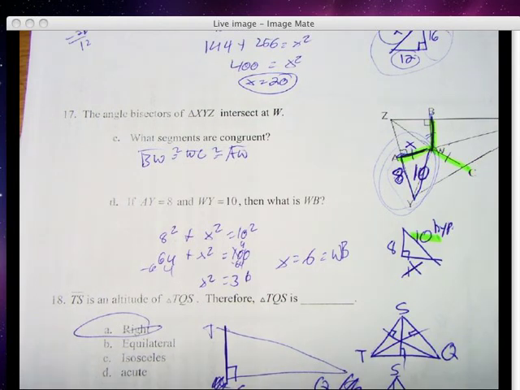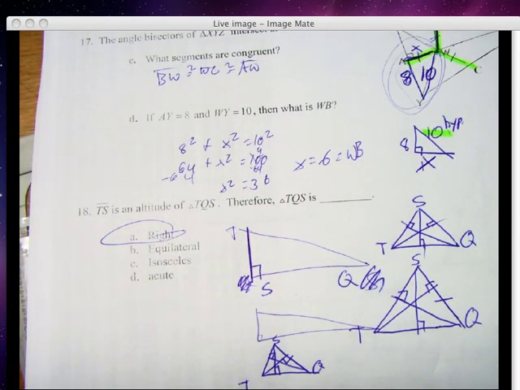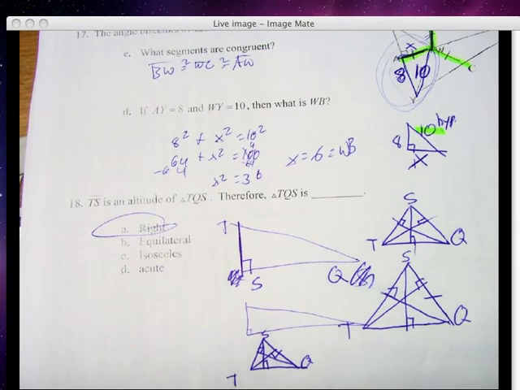Okay. That's a good question. 18. It is a right triangle. This is why. What do we know about altitudes? Altitudes must be perpendicular and they must go through the vertices. It's the definition of an altitude.